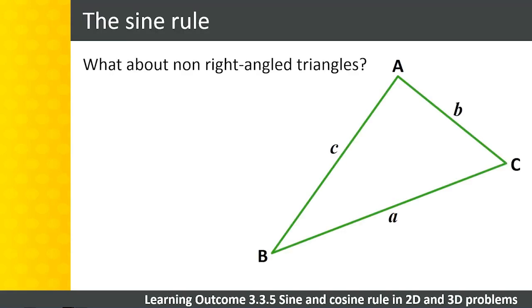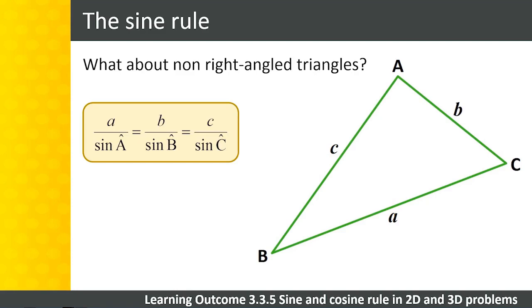Now, if our triangle is not right-angled, we cannot use Pythagoras or the trig ratios. We can, however, use the sine rule, also called the law of sines, which students should remember from Level 3. The sine rule holds for all triangles, acute, obtuse, and even right-angled triangles.